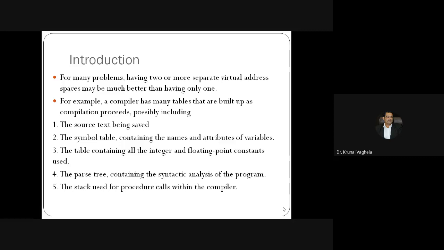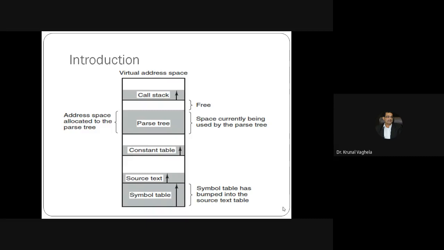the parsing tree, which contains the syntactic analysis, meaning the analysis of whether your program is syntactically correct, and the last one, the stack, which is used for procedure calls within the program. So these are the 5 categories. Now you can see that if we have a single virtual address space, right? So all this for a single program will be stored in a single virtual space. For example, symbol table, source text, constant table, parsing tree, and stack.